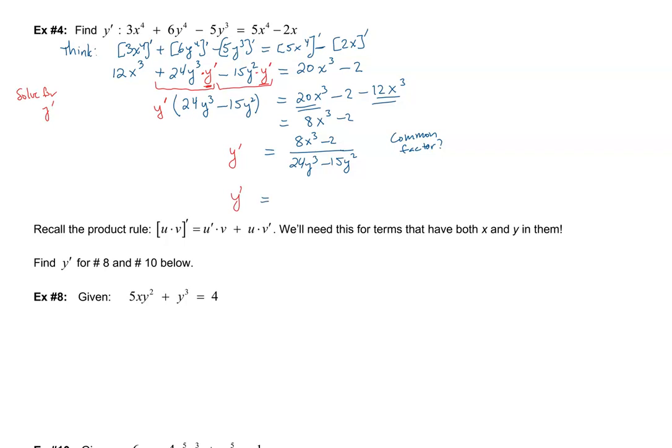So on the top, there's a common 2. So 2 times 4x cubed minus 1. On the bottom, let's see, it looks like a 3 that's common and a y squared. So 3y squared, left over would be 8y minus 5. Oh, and I don't see anything reducing. I tried, but it didn't reduce. Never hurts to factor out, so I'm just going to leave it factored and give that as my final answer.